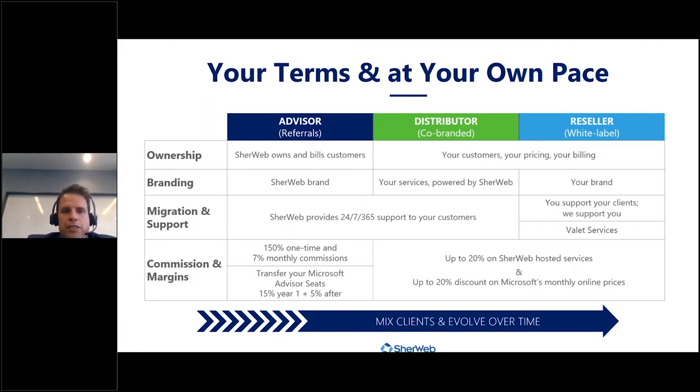Versus the advisor, which is a SureWeb customer that you've referred, you can still be their MSP, but for some reason you don't want to support or be bothered with invoicing your customer. In that case, you can have a choice of two different advisor programs, depending on whether the customer is already on Office 365 or it's a brand new customer, but they're in the range of about 15% for year one and 5% ongoing, or 150% one-time commission and 7% ongoing commission. So no matter what your business model is, no matter what kind of relationship you want with your end customer, know that SureWeb has a partner program that can fit your needs and that it can evolve over time as your business evolves.